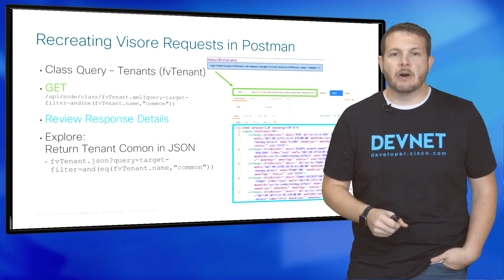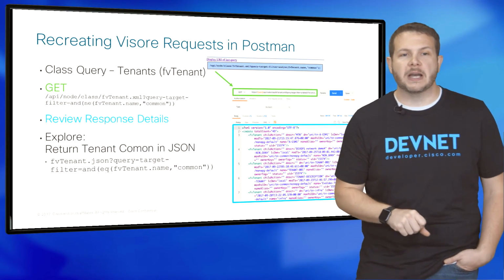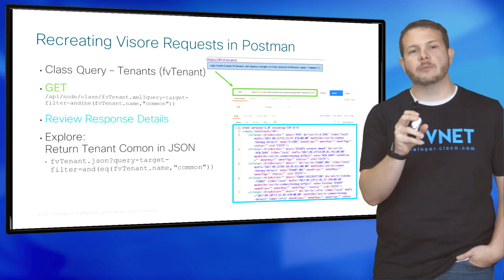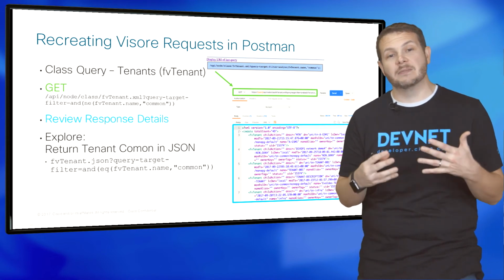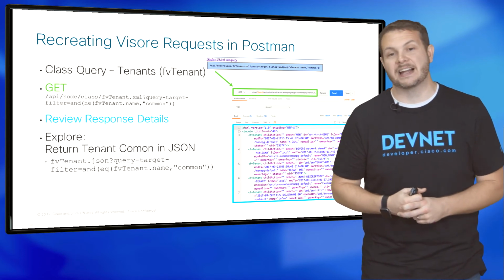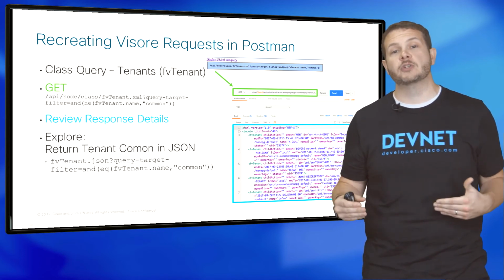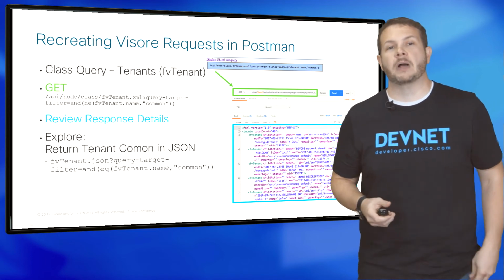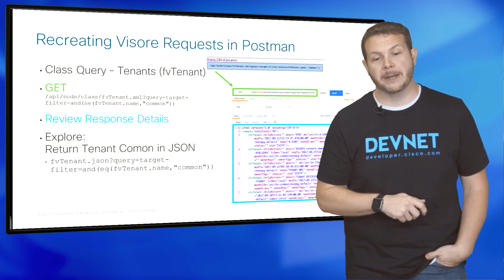Now, a couple of things we can do to explore these API calls is we can see how we can convert from returning the data in XML to JSON by changing from .xml to .json inside of the URI, and that would simply switch over the exact same data, but now return it back in JSON format.